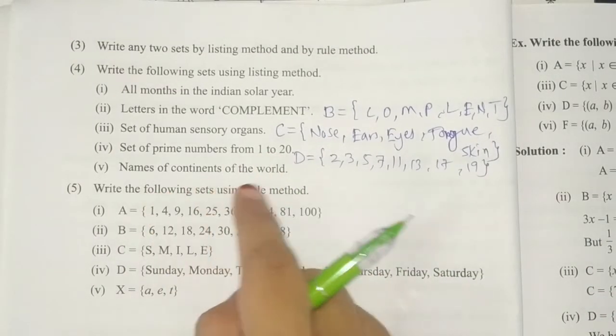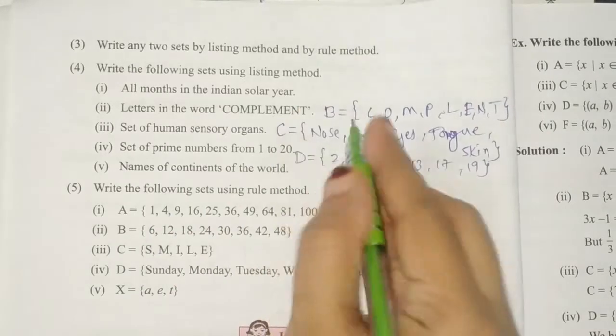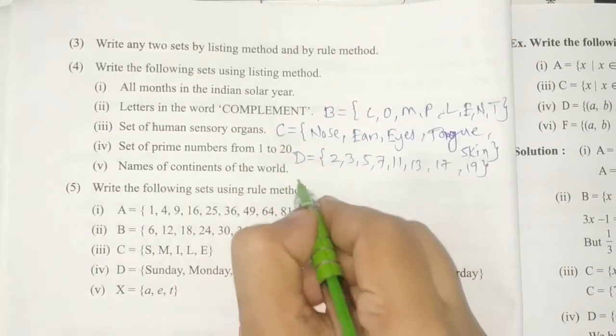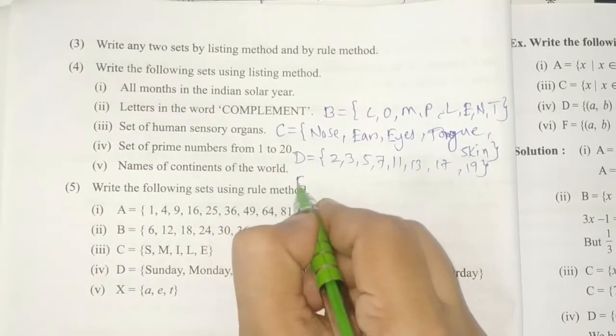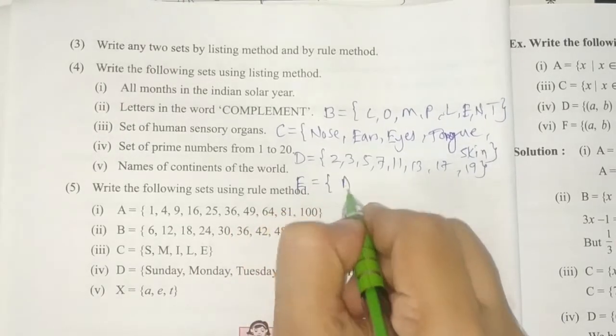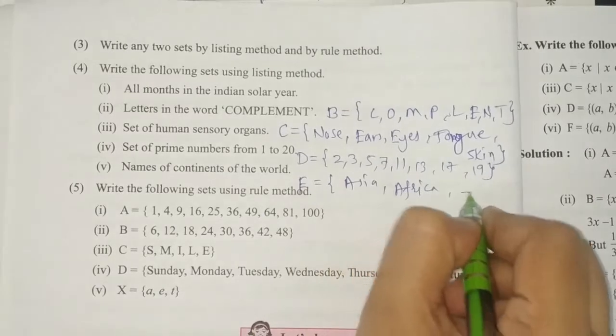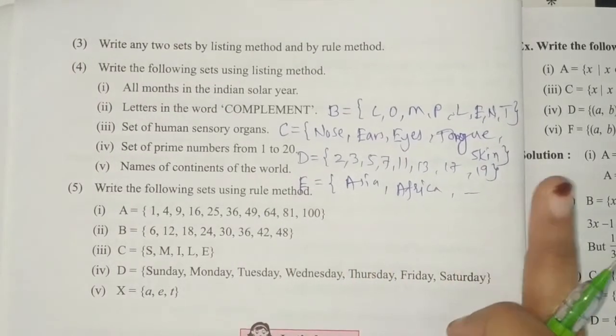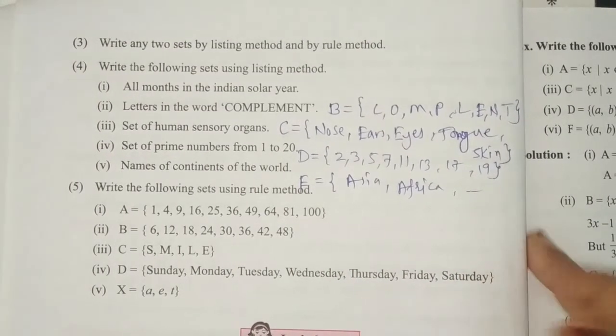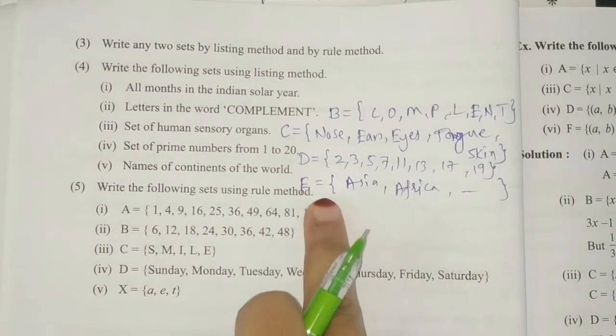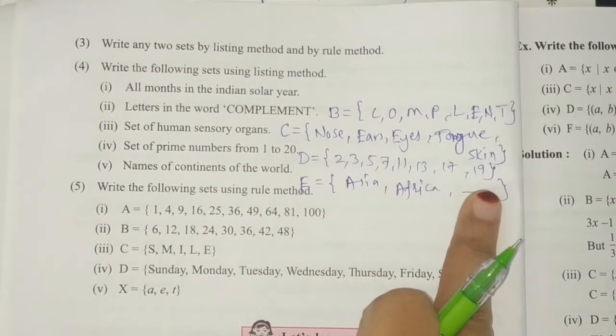Then names of the continents in the world. So we know that there are continents. Suppose you give this the name F. There can be Asia, there can be Africa. Like this we'll write down North America, South America, Antarctica, Europe and Australia. So in this way you have to list these elements separated by commas.